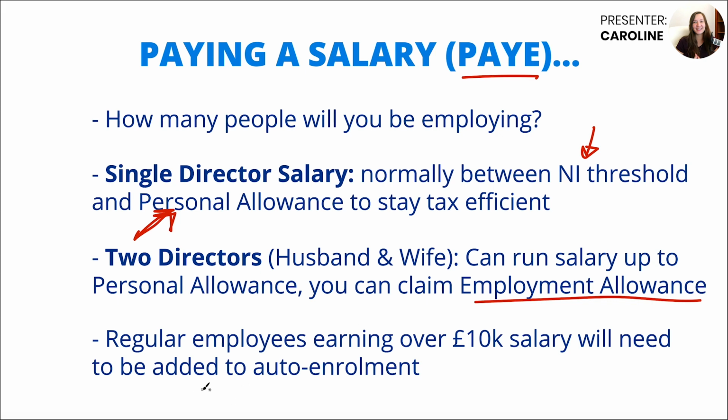So remember that regular employees earning over £10,000 in salary for the year will need to be added to auto-enrollment. So your company will need to set up an auto-enrollment pension scheme, basically, for those employees to be automatically enrolled, and they can later opt out if they want to. And generally, it's more tax efficient to just set up your own private pension scheme that your company can pay into on your behalf, rather than doing it through auto-enrollment.